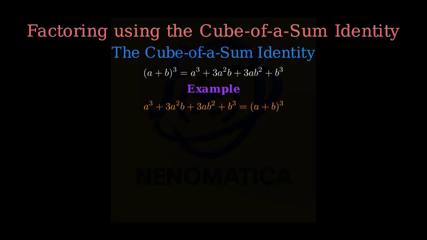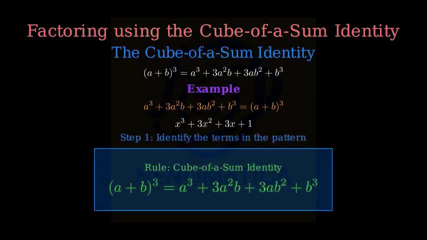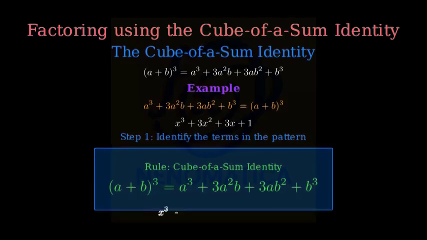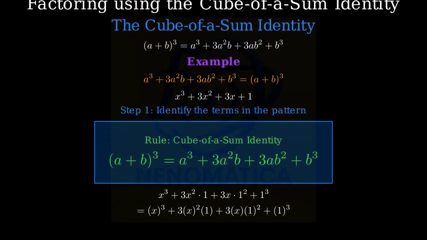In our first factoring problem, we'll work with x cubed plus 3x squared plus 3x plus 1. To factor this, we'll first try to recognize the pattern. Let's rewrite this expression to match the pattern of the cube of a sum identity. We can rewrite this as x cubed plus 3 times x squared times 1 plus 3 times x times 1 squared plus 1 cubed. This matches our identity formula, where a is x and b is 1.